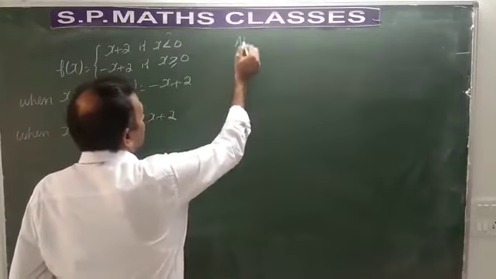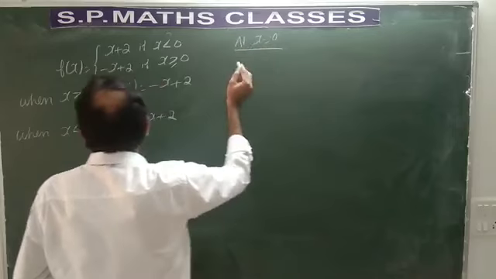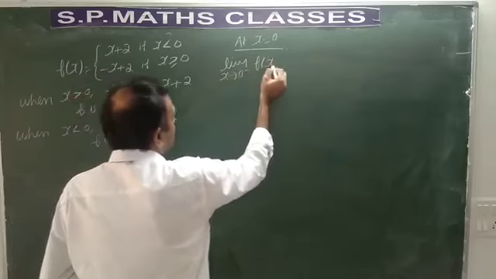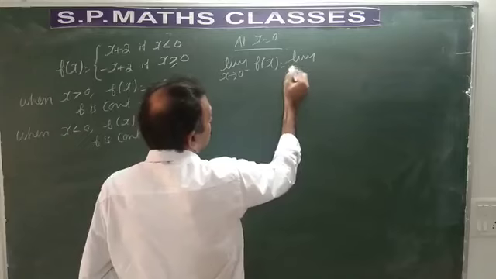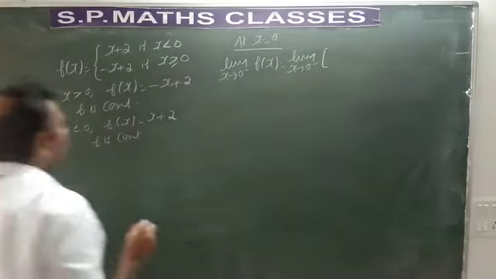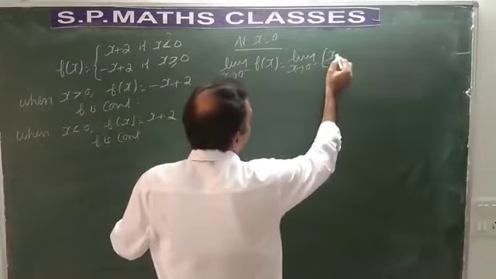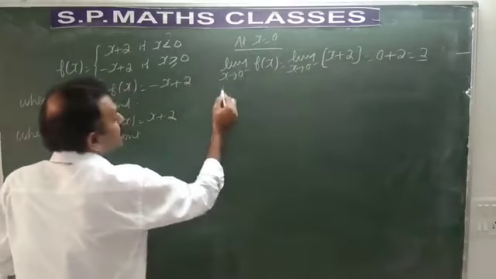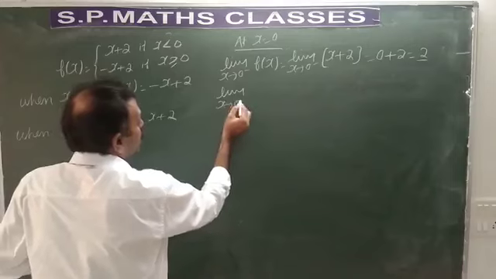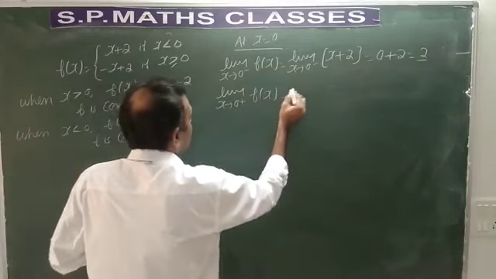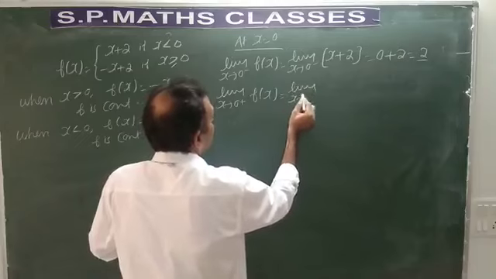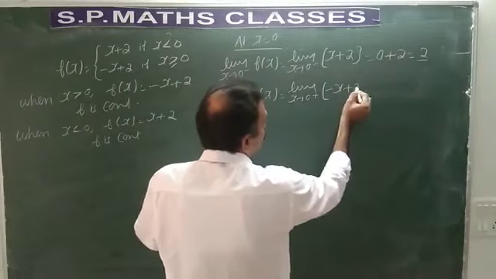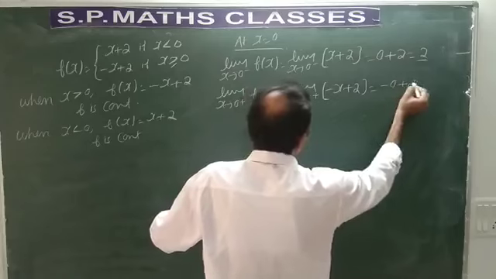Let us take x is equal to 0. What happens? The limit as x tends to 0 minus of f of x. 0 minus means less than 0. For less than 0 it is defined as x plus 2. When you apply the limit, 0 plus 2 is equal to 2. The limit as x tends to 0 plus of f of x. 0 plus means greater than 0. For greater than 0 it is given as minus x plus 2. Minus 0 plus 2 is 2.